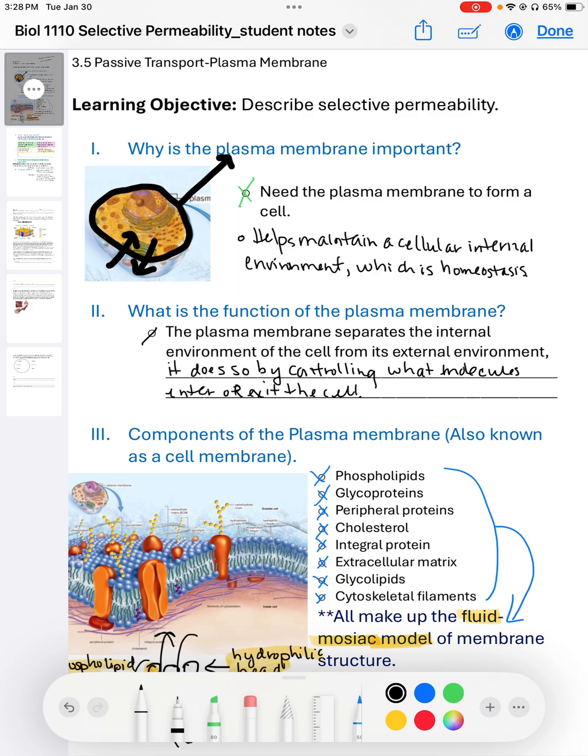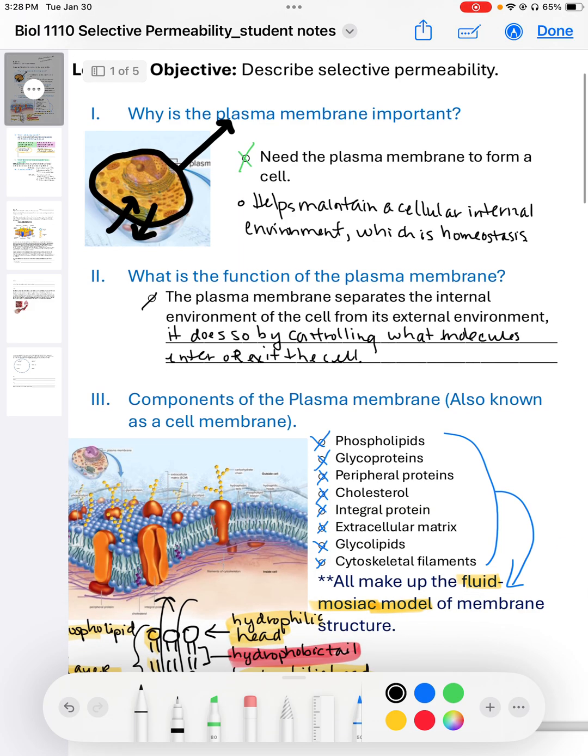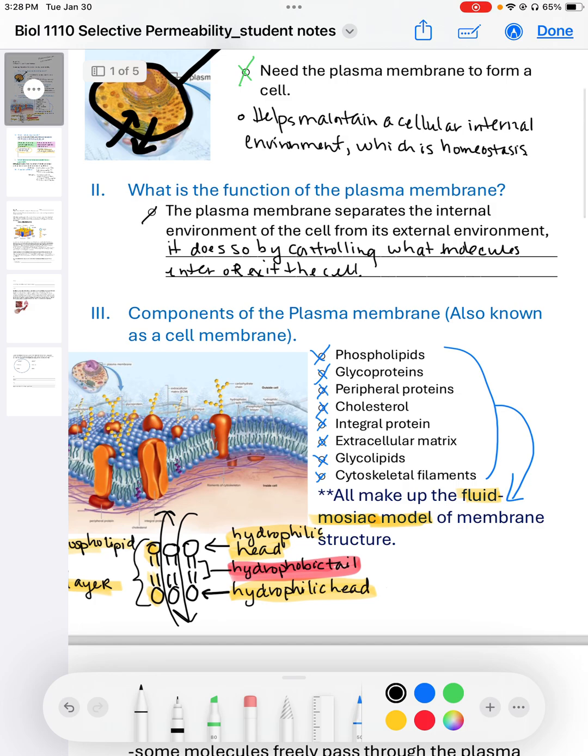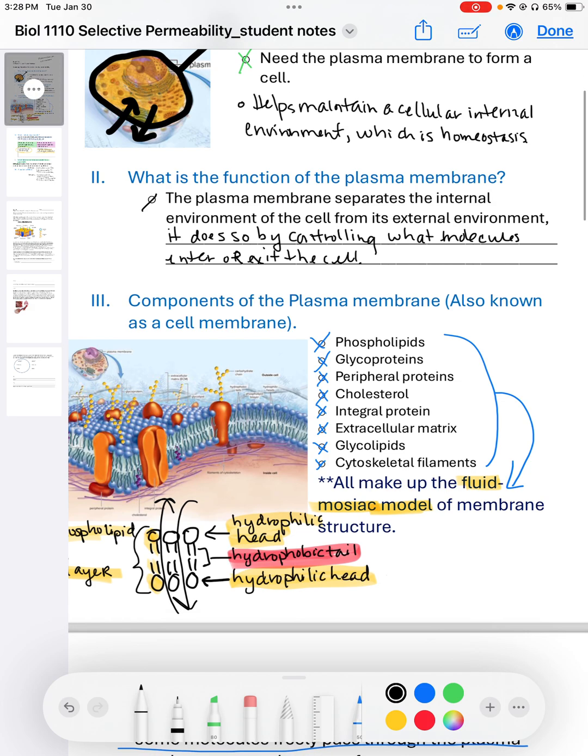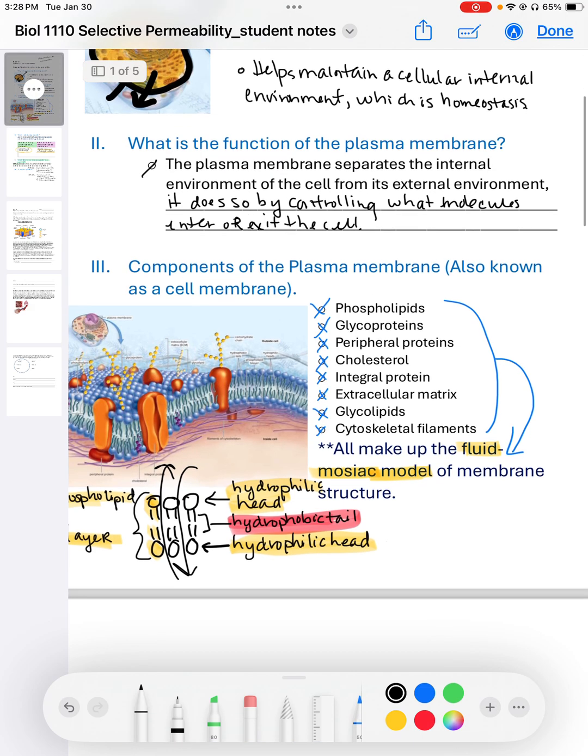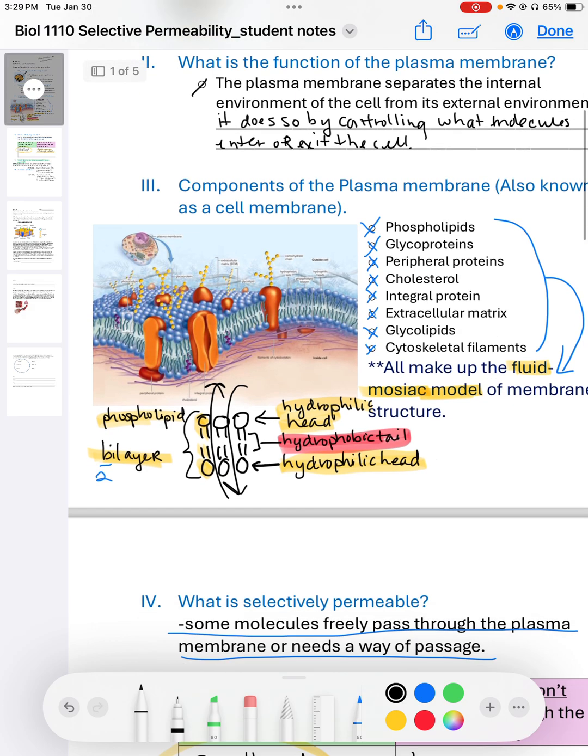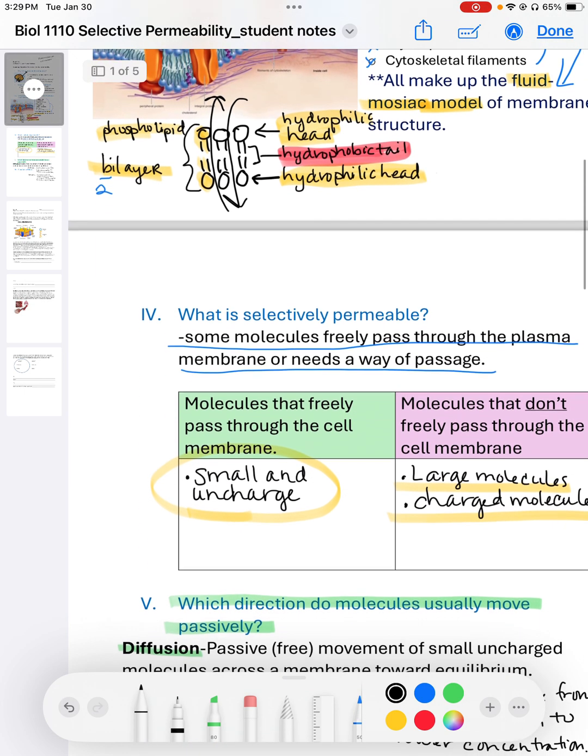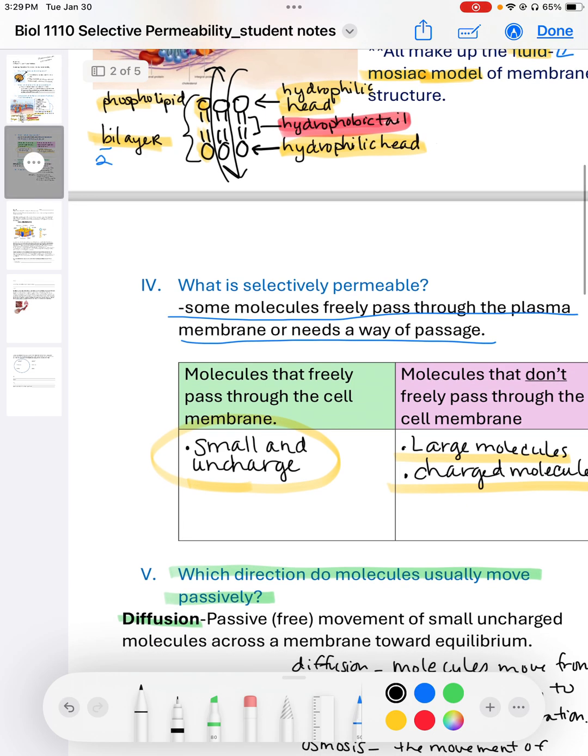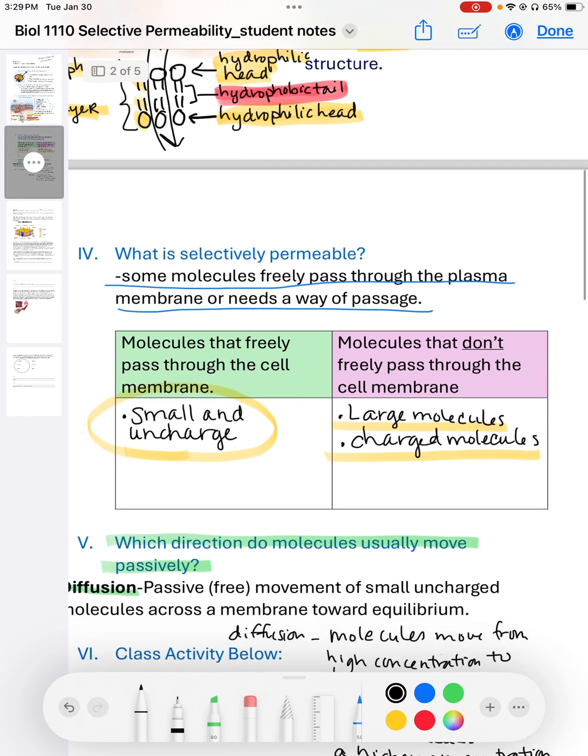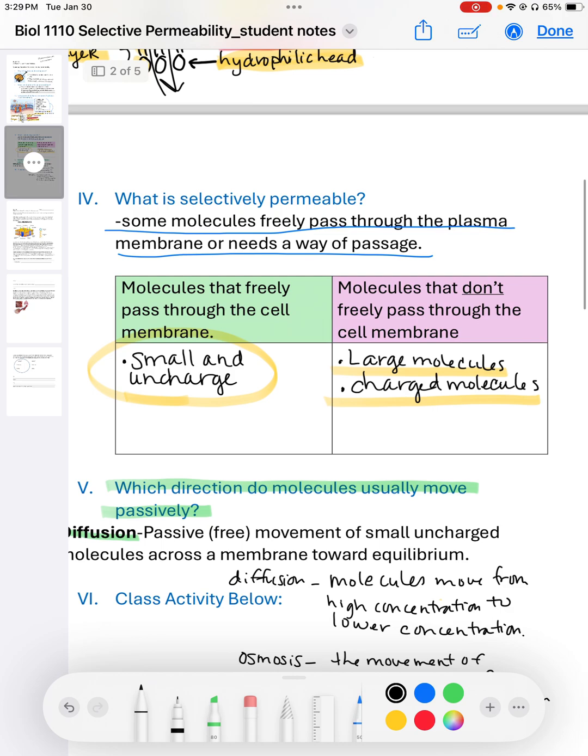Then there are these different parts here, the components of the plasma membrane that make up this fluid mosaic model. And the main point I wanted to point out was the formation of a phospholipid bilayer. Okay, so that's going in or out of the cell. Now we got into what is selectively permeable, and that's related to molecules moving through the plasma membrane.